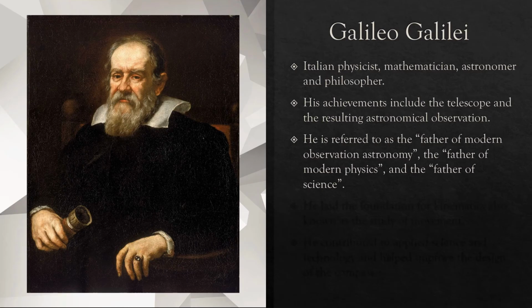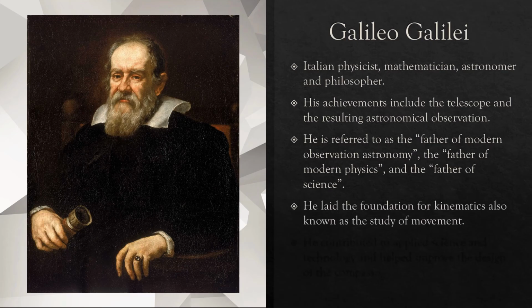Galileo is referred to as the father of modern observational astronomy, the father of modern physics, and the father of modern science. According to the British theoretical physicist Stephen Hawking, Galileo, perhaps more than any other single person, was responsible for the birth of modern science. Galileo was also one of the scientists who laid the foundation for kinetics, also known as the science of movement or the study of movement.